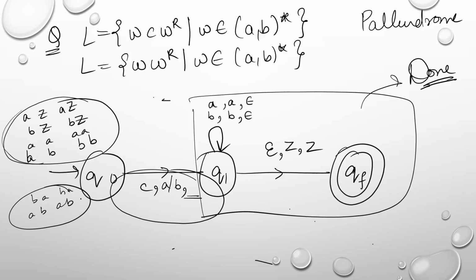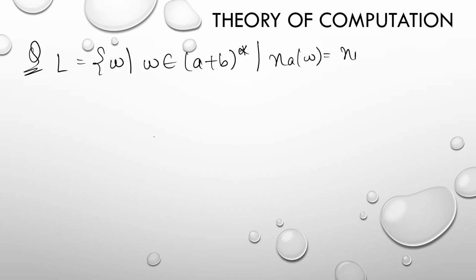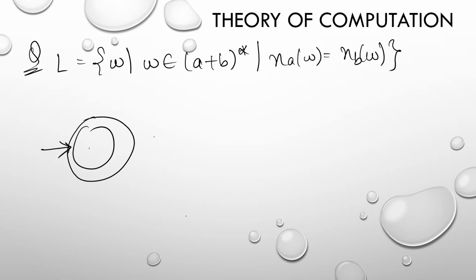Now we'll do another important question. Your language is W, where W belongs to (A plus B) asterisk, where the number of A's is equal to the number of B's. So in this case, you know that epsilon will also be accepted. Here we will have many things to write, so try not to make chaos here. I think two states will be enough for us.